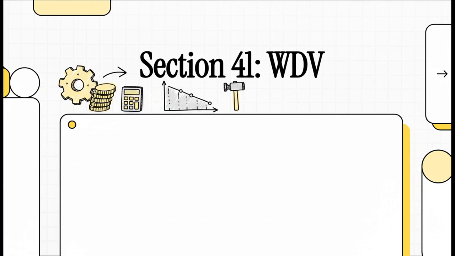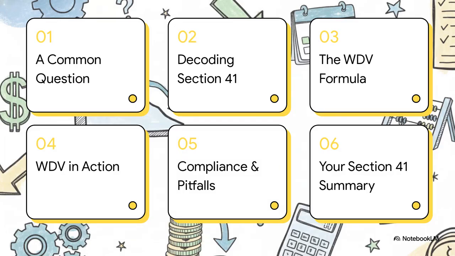In this explainer, we're going to break down exactly how to calculate the written down value for your depreciable assets. So here's our game plan. We'll start with a question that every business faces. Then we'll dive into the legal details of Section 41. After that, we'll get our hands dirty with the WDV formula, walk through a real-world example, cover some key compliance tips and common mistakes, and then wrap it all up with a quick summary.